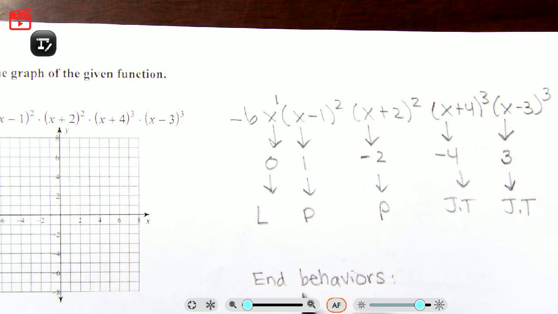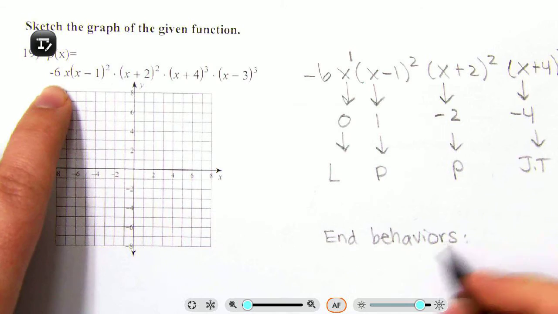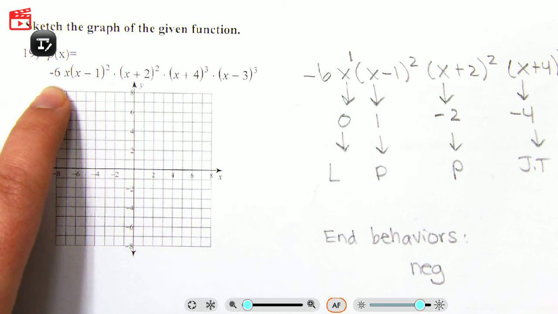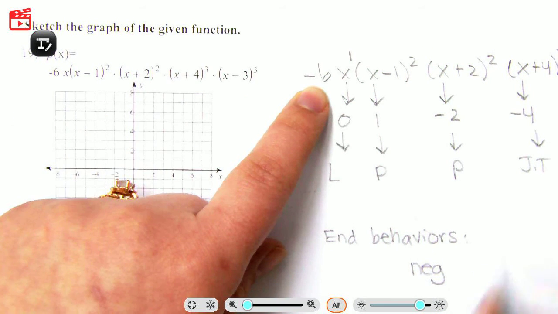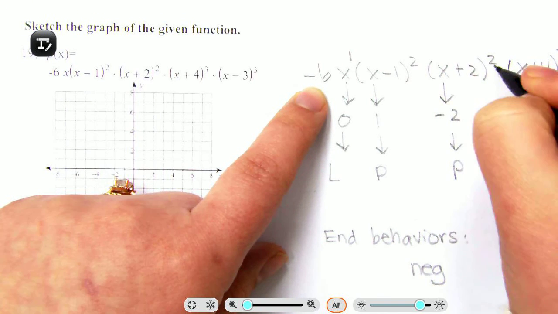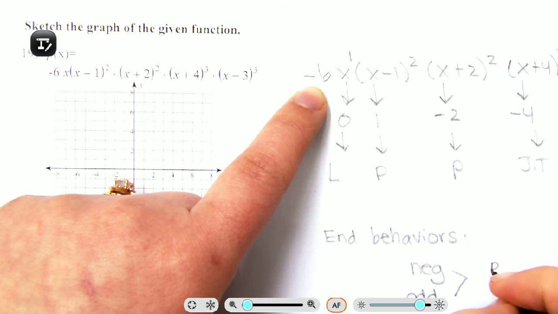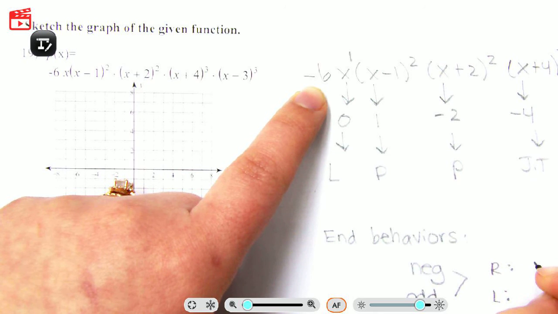Again, for end behaviors, you're looking at your leading coefficient, which is negative. That means decreasing, right? Then you're going to count all of your exponents: 3, 6, 7, 8, 9, 10, 11. So you have odd and negative. That means your right-hand side and your left-hand side are going to be opposite, but we're going down. So your right-hand side is going down and your left-hand side is going up.